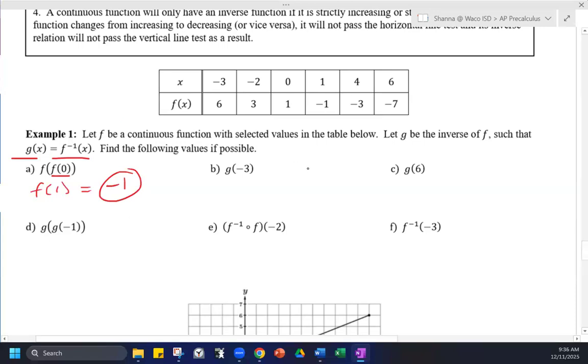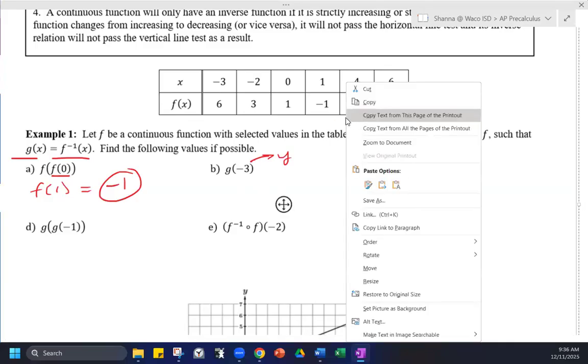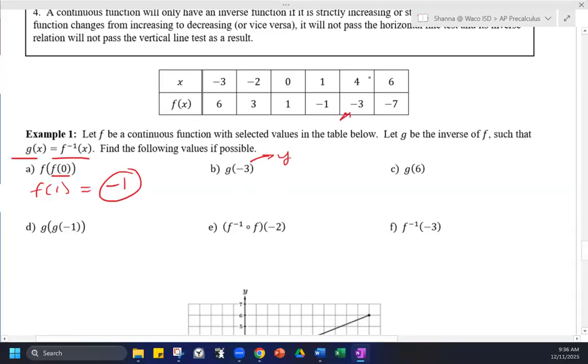Okay. All right. g of negative 3. It's talking about the inverse. Because it's talking about the inverse, I'm not going to x, I'm going to y. Okay. g is the inverse. So we're going to y. So I'm looking for when does my y equal negative 3? And my y equals negative 3 at this point, right? And what is the x that made it? 4. So g of negative 3 equals 4.